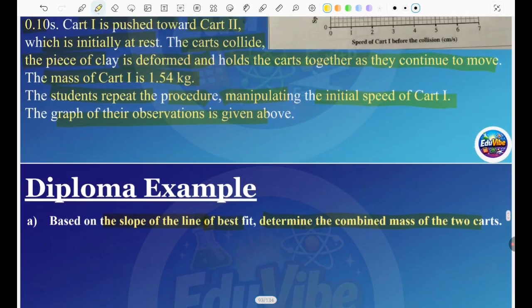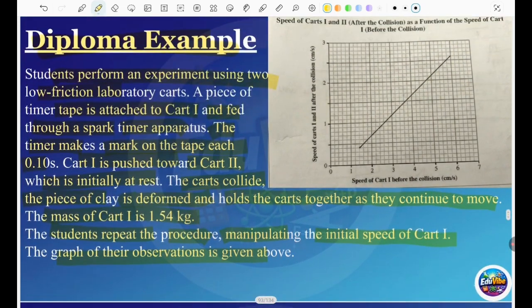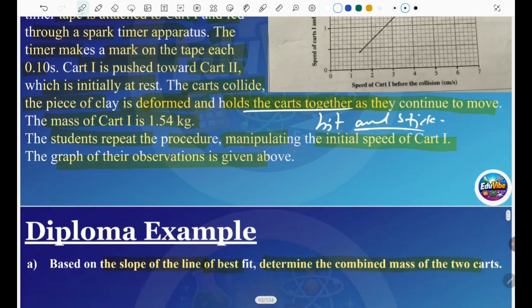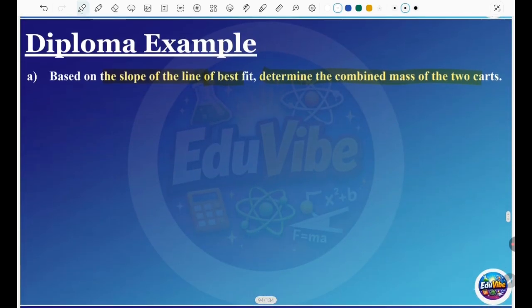Here they mention that the clay deformed and holds the carts together. So both carts now stick together. This means that this is a hit and stick collision. So we know from here that we have to find the slope first. If we need the slope, we have to figure out what is going on in this. Since it's a hit and stick, we know that p1 plus p2 is equal to p final.